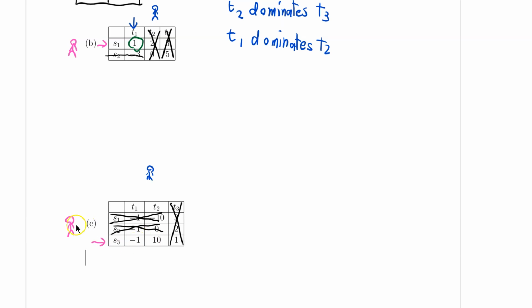Now, if we put ourselves back in Bob's shoes, Bob can reason that because he's not going to play T3, Alice is not going to play S1 and S2, so Alice is going to play S3. Now, if he has to choose between paying $10 and getting $1 from Alice, he's just going to choose the first one, so he'd rather get $1. So this is how Alice and Bob should play the last game that we have here.